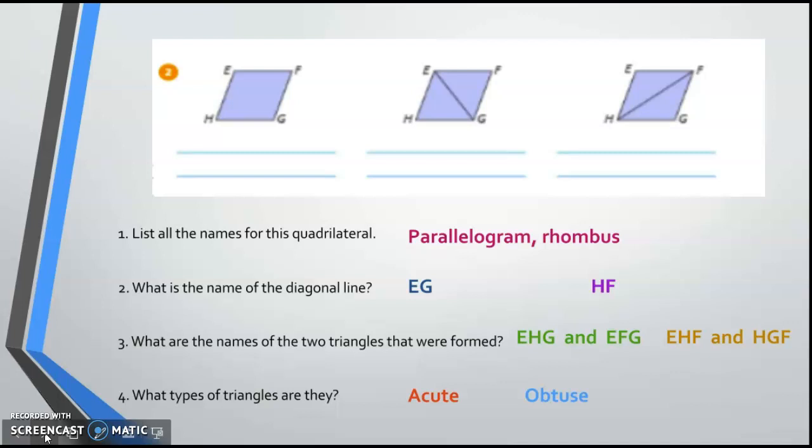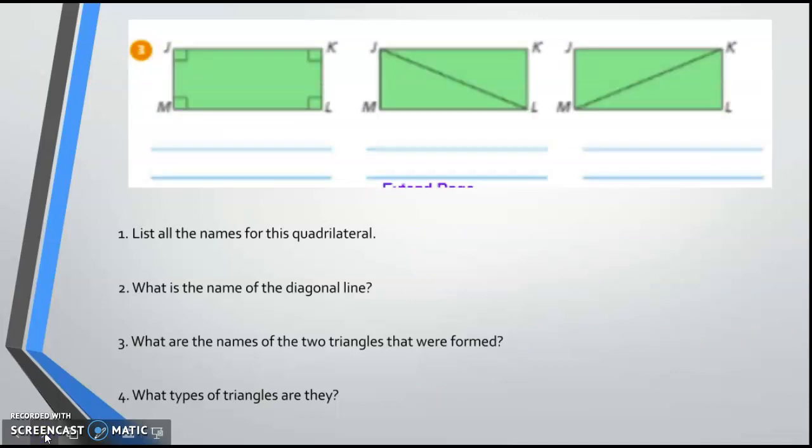So a parallelogram, if I decompose a parallelogram from one direction to another and then take the diagonal the other way, I get different types of triangles. I can get acute triangles, or I can get two obtuse triangles, depending on how I decompose that quadrilateral. Interesting learning. One more.